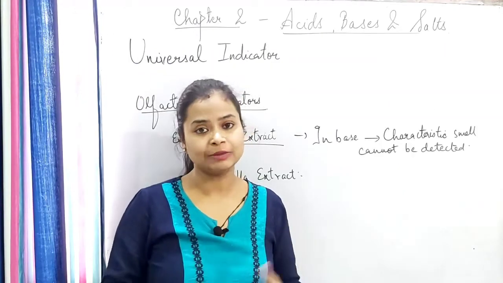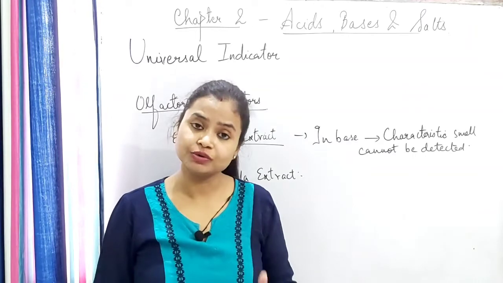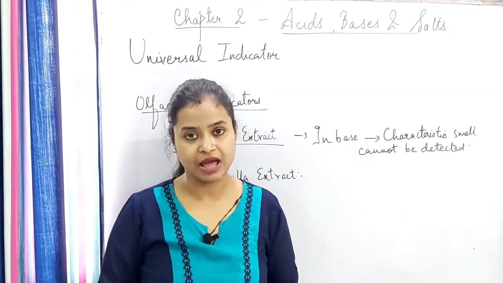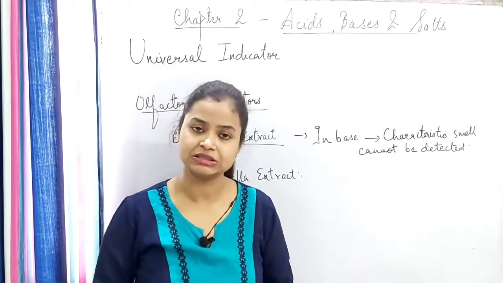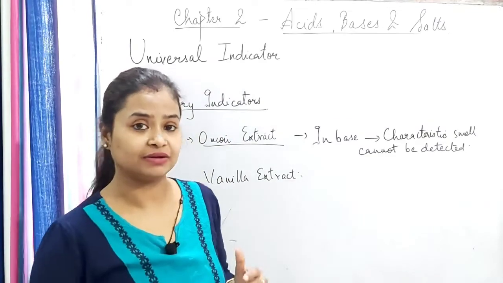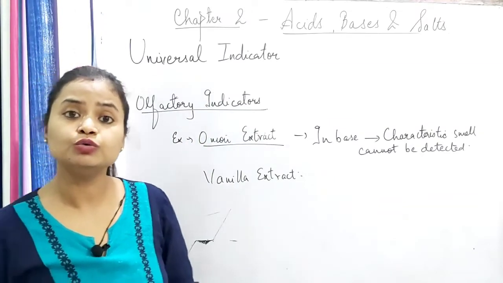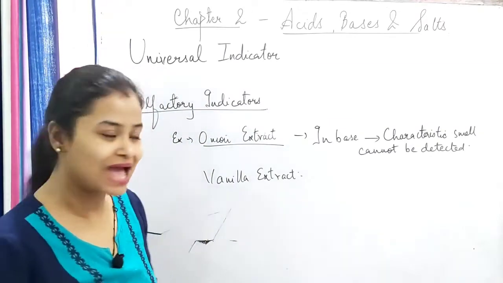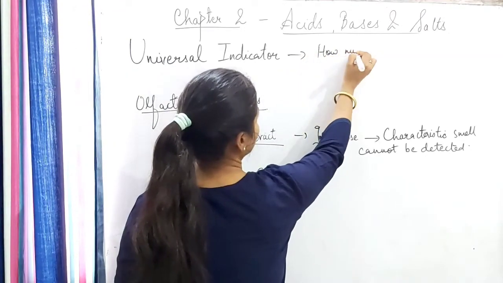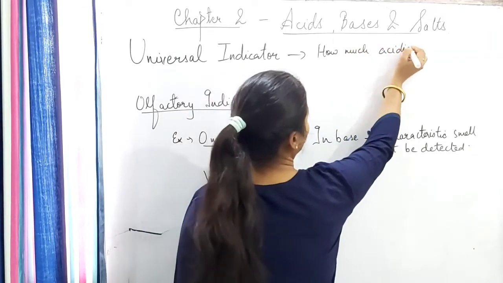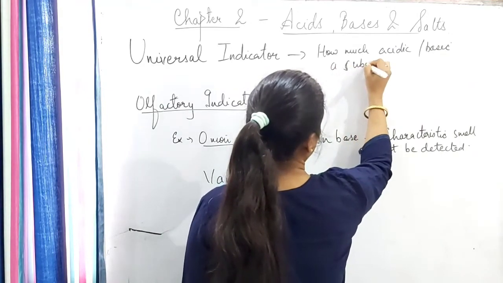Now there is one more type of indicator, known as universal indicator. Actually this universal indicator also changes its color in acid and base to help us find whether the given substance is acid or a base. But the difference is that universal indicator helps us find out how much acidic or basic a substance is.